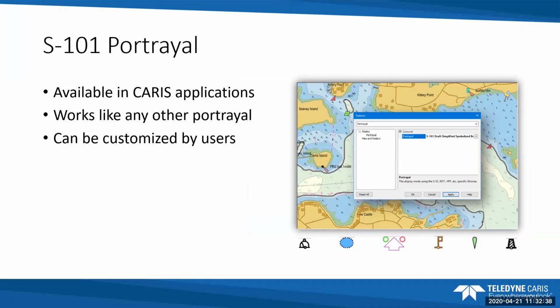So how does S-101 data look? That means we need a portrayal. We need to display this data, those features, and those attributes using some rules that make sense, that make it look like, say, real geographic data. Recent releases of CARIS applications do offer S-101 portrayals, and they're activated like any of the other portrayals you're familiar with. You will see just a new set of S-101 portrayals in the list. And like our other portrayals, these are open for customizing. You can adjust, adapt, customize those portrayals just like you are doing with the other ones.